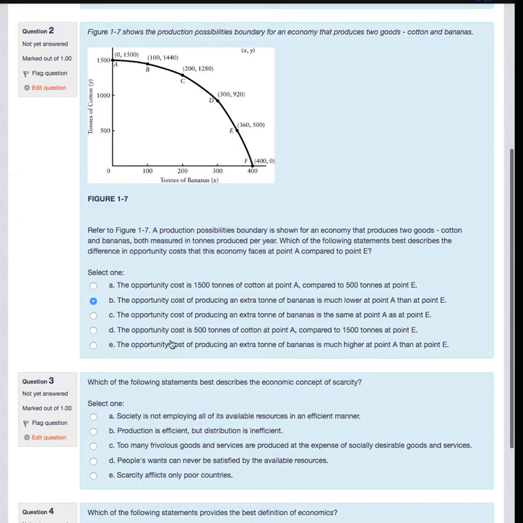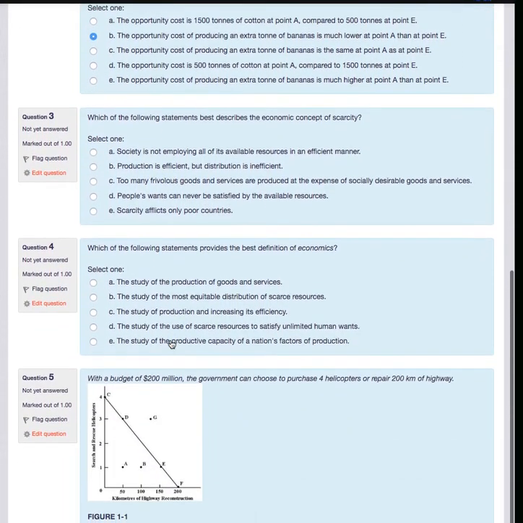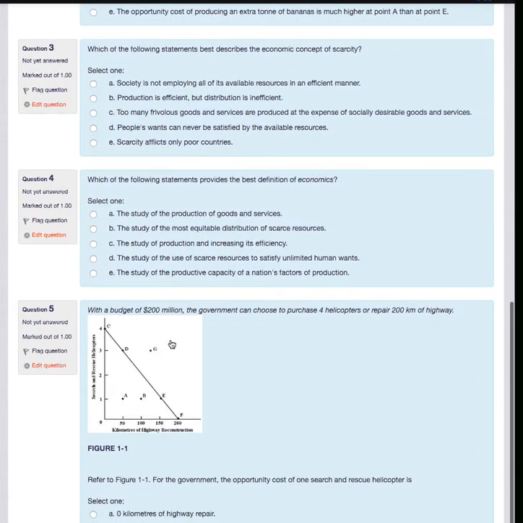All right, let's go to question 3. Which of the following statements best describes the economic concept of scarcity? Scarcity is something that we don't have an infinite amount of. A society is not employing all of its available resources in an efficient manner. That's just poor management of resources. Production is efficient, but distribution is inefficient. That doesn't talk about scarcity either. It doesn't talk about things being rare. It's just something that's being done inefficiently.